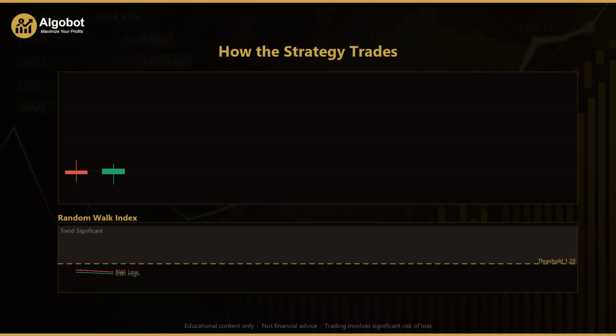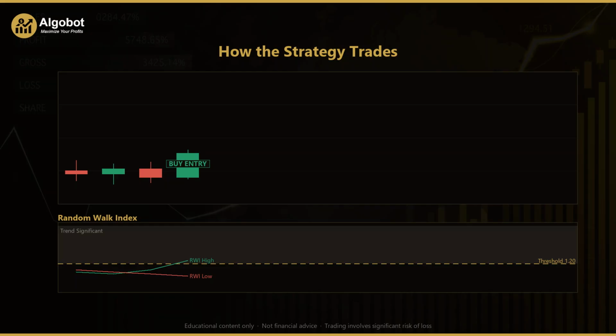Let's bring this to life on the chart. On top you see the price candles, and in the panel below sits the random walk index, with two lines. The green line is RWI high, tracking the strength of the upswing, and the red line is RWI low, tracking the downswing. The dashed gold level is the threshold at 1.20, and the shaded band above it is where a move becomes statistically significant. Watch the first three candles.